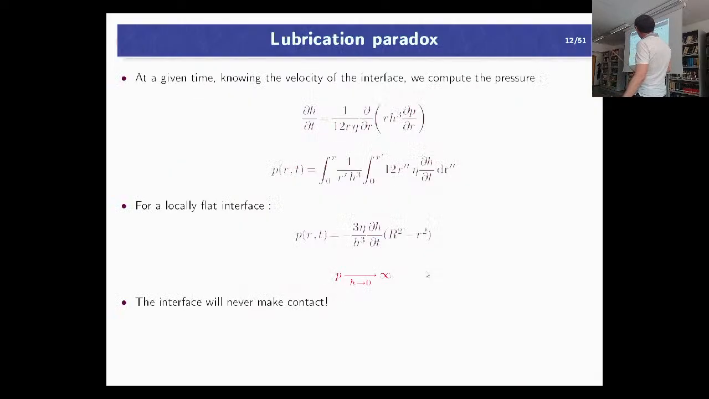But of course, everybody knows the lubrication paradox, which says that if locally the interface is flat, then if you compute the pressure from the lubrication equation, you find that for a locally flat interface, the pressure is a parabola in R, and it goes to infinity when h goes to 0. So it's impossible to touch, or this is the paradox. If you don't have small scale structures on the surface, if it's smooth at an atomic scale, then it's not going to touch the surface.